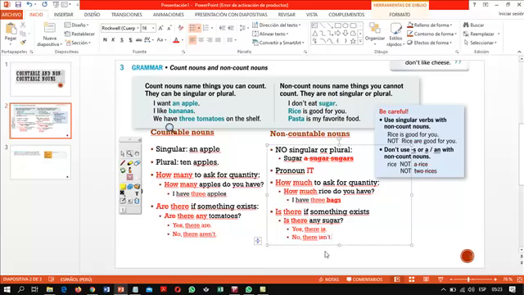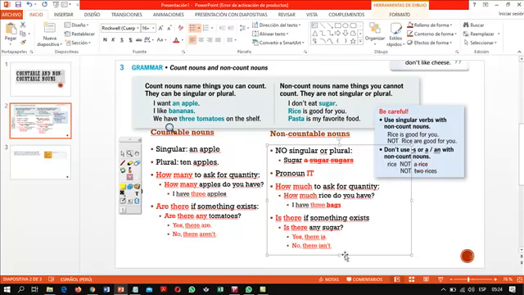Please remember that when we talk about answers in this case with is there and are there, you can only make contractions in negative, okay? You can only contract the negative form, never the affirmative form.